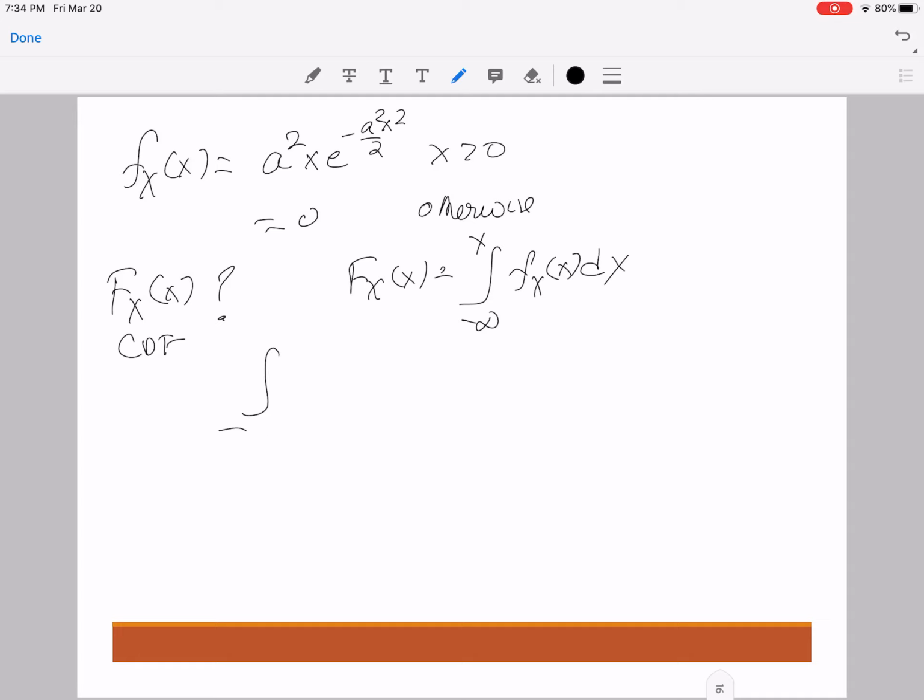Now, from -infinity to 0, this particular PDF is actually 0. Notice that it is non-zero only for x greater than 0. So it is 0 from -infinity to 0. But from 0 to x, this PDF takes the form a squared x e to the negative a squared x squared over 2 dx.